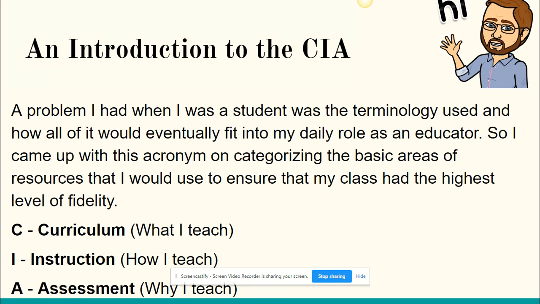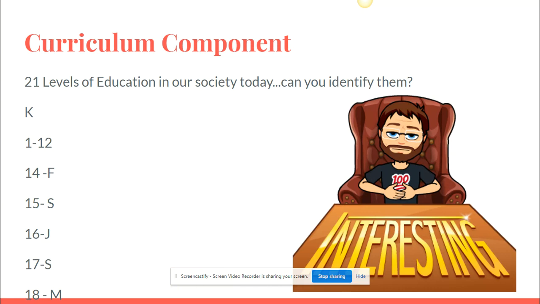And see, first of all, you have curriculum, which is what you teach. Then you have your instruction, right, which is how you deliver it, how you teach the materials. And the assessments are why we teach. It's so that you can measure student outcomes, to measure where they are in the relationships and how they're actually doing. If you think about curriculum, it is 21 levels of education.